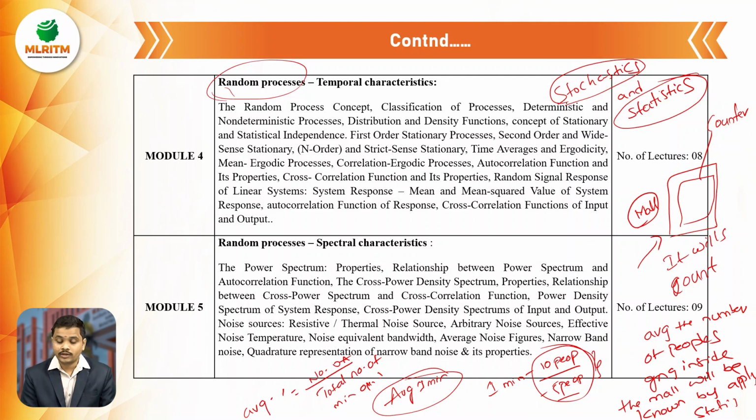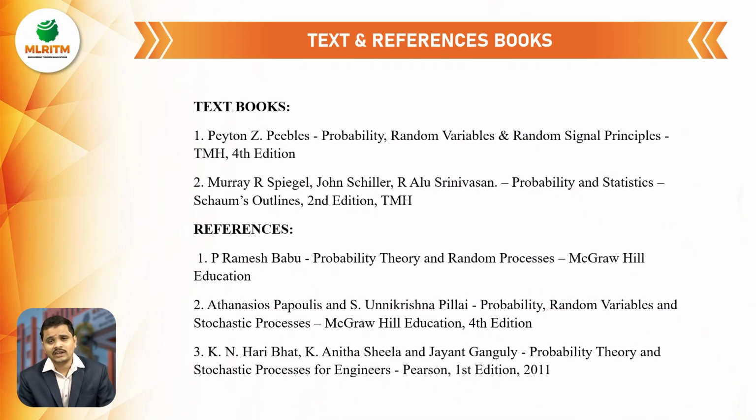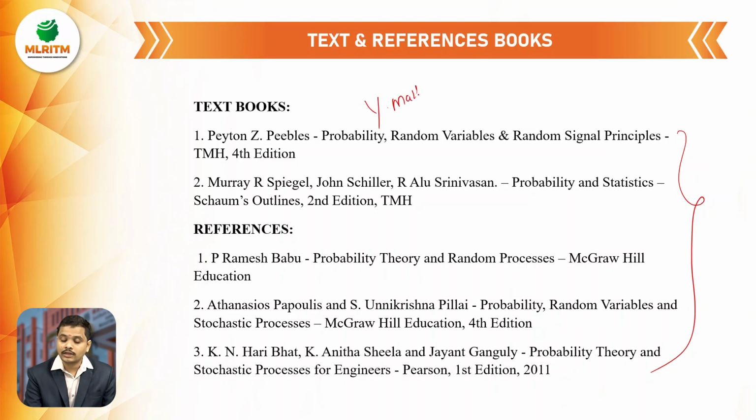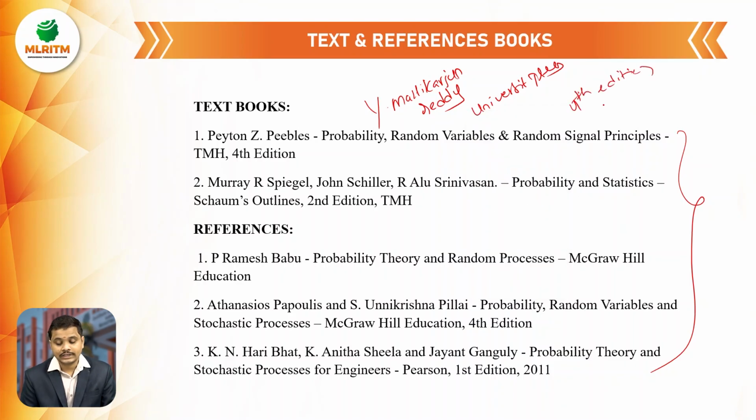And that random process has temporal characteristics with respect to time and spectral characteristics with respect to frequency. And we have different textbooks. One thing I have to mention here, I didn't mention the textbook by Mallikarjun Reddy. It is also a very good textbook for this subject, published by University Press. You have different editions and can consider any edition. Basically the 4th edition is available now in our library.